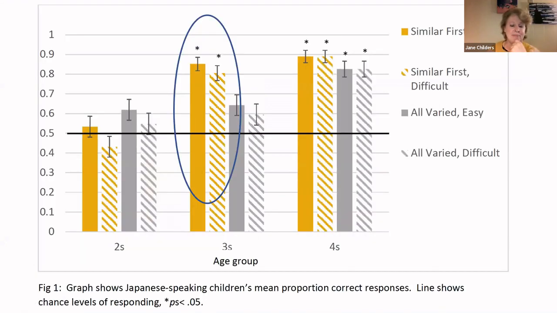And here's the Japanese data. And what we find is that 2-year-olds fail, so they have trouble. 3-year-olds can do it when it's progressive alignment, and they can do both kinds of test trials. They can't do it without the progressive alignment experience; they're at chance. 4-year-olds can do it all.